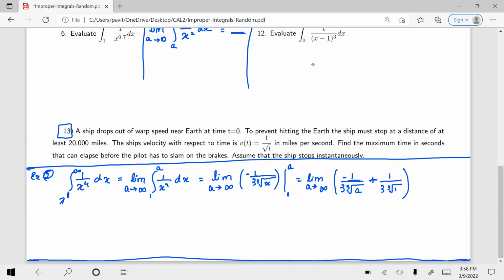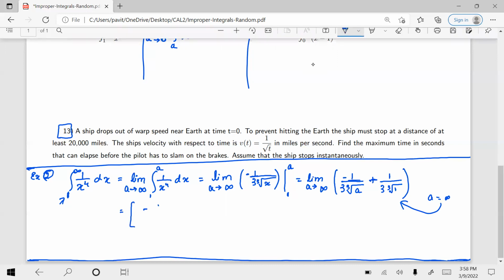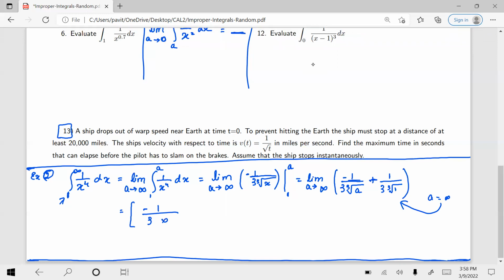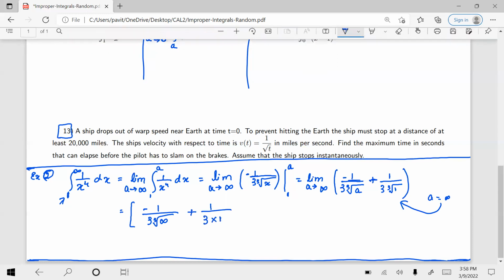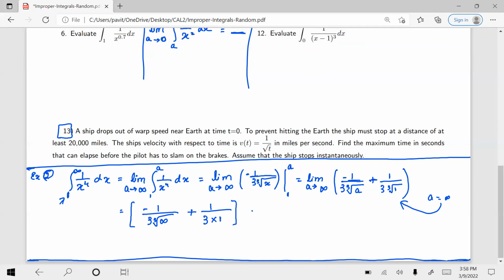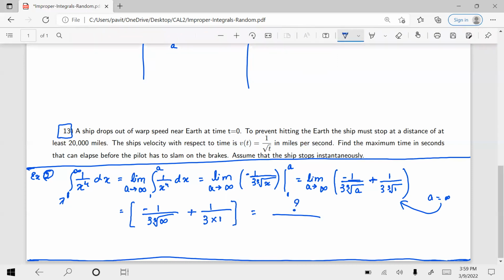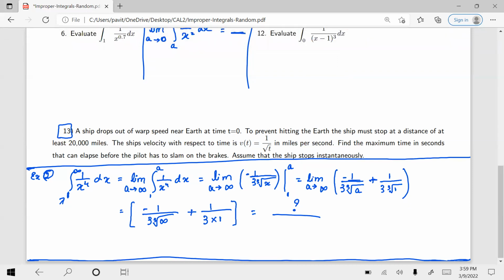Okay, now how do you apply the limits? You have to make a equal to infinity, then plug that here in the solution. Okay, now I have to remove the limit here. Now it is negative 1 divided by 3 times cube root of infinity, plus 1 divided by 3 times 1, because cube root of 1 is 1. Agree? Okay. What is the answer now? What is 1 divided by 3 times cube root of infinity?